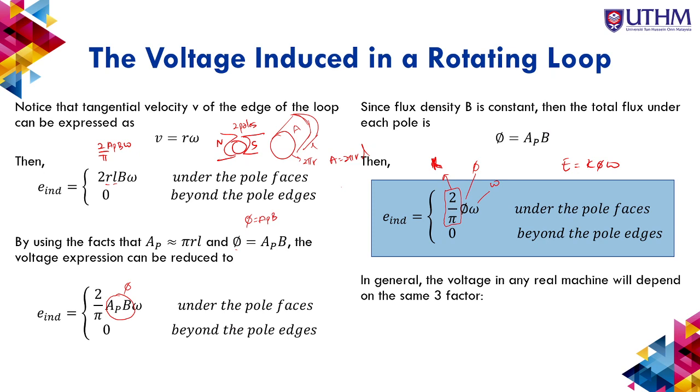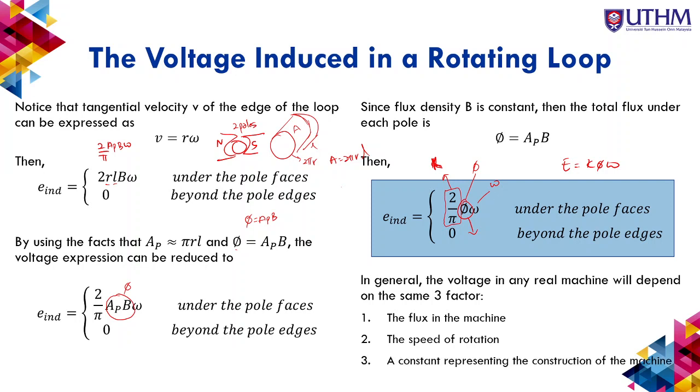In general, you can say that the voltage in any real machine depends on three factors. The first one is the flux. When you increase the flux, the voltage will also increase. Then the speed: when you rotate faster, you increase the speed, you will get a higher induced voltage. And also the constant representing the construction of the machine.